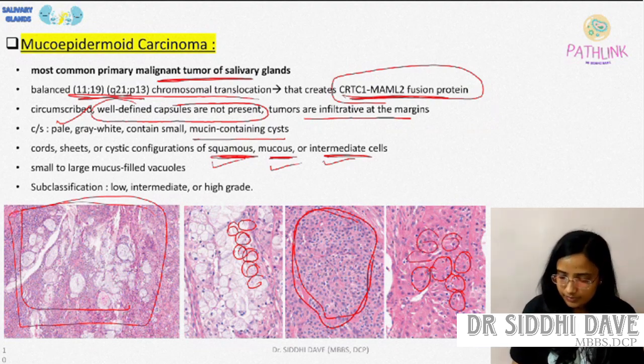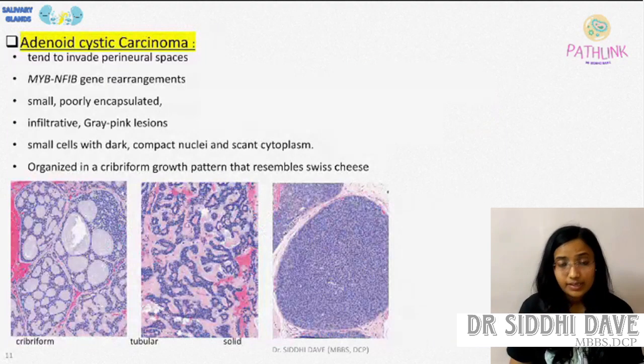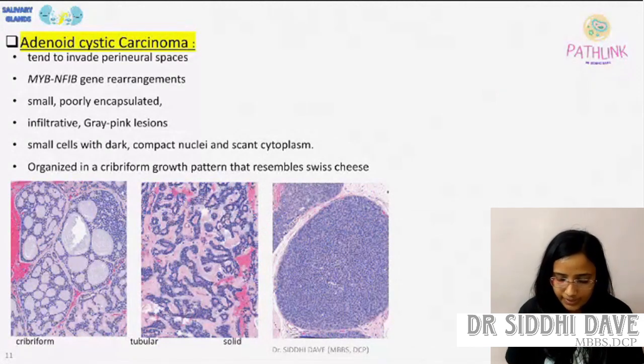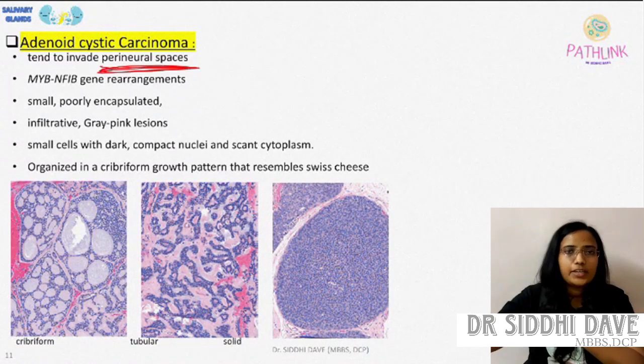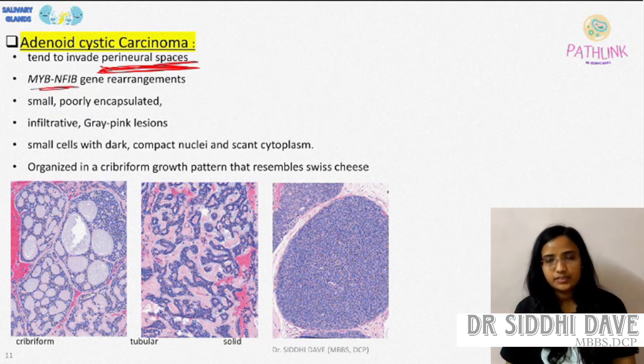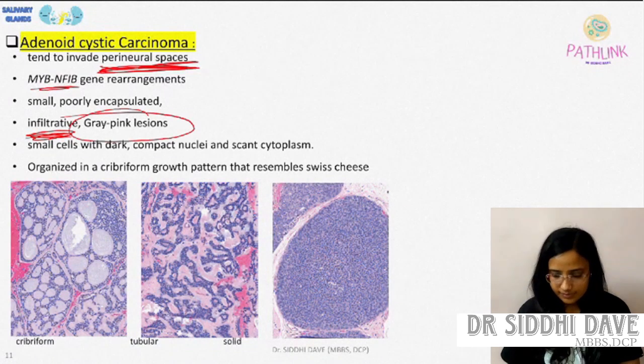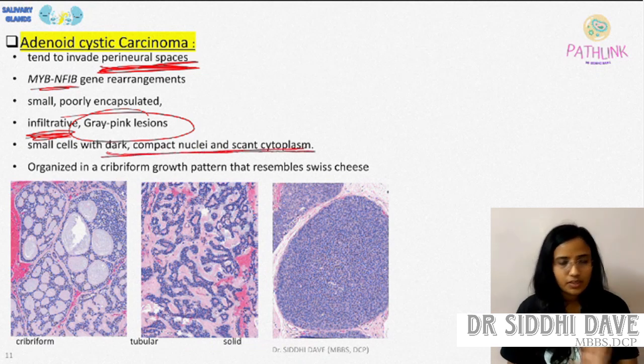The next one is adenoid cystic carcinoma. It tends to invade perineural spaces. Adenoid cystic: perineural invasion, remember that. MYB-NFIB gene rearrangement will be there. It is small, poorly capsulated, infiltrative, gray-pink lesions, with small cells with dark compact nuclei and scant cytoplasm.